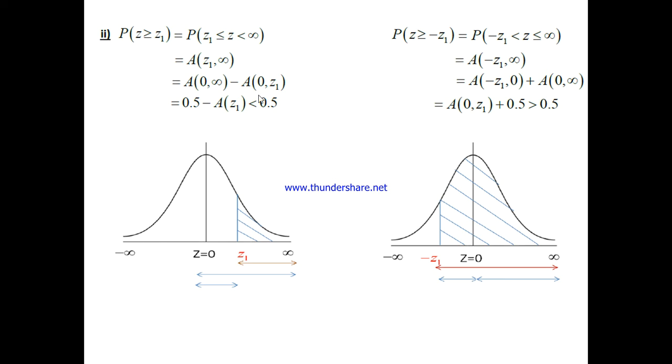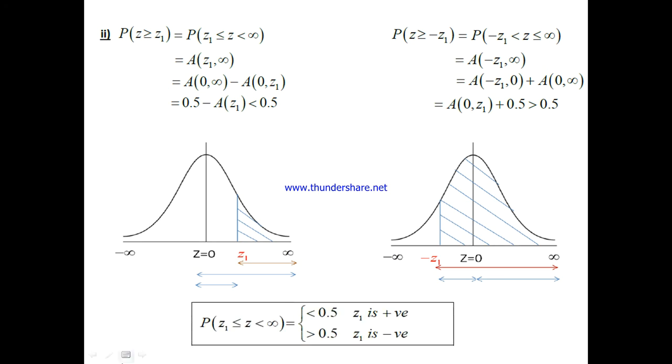Based on these two terms, we can consider the probability that z takes the value greater than z1. If the value is less than 0.5, then we can consider our z1 as positive. If the value is greater than 0.5, then we can consider our z1 as negative. And I want you people to remember these terms. Then only we can solve the problem.